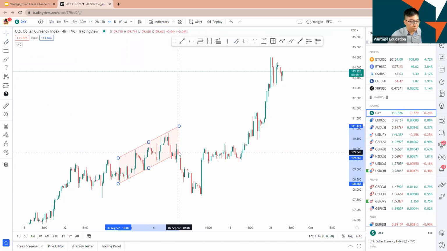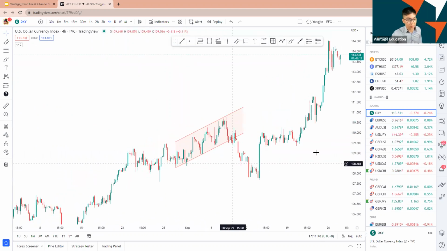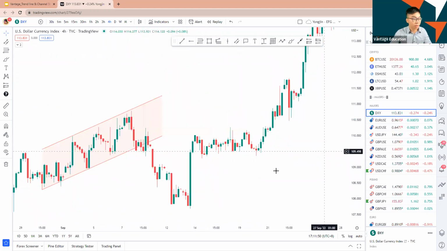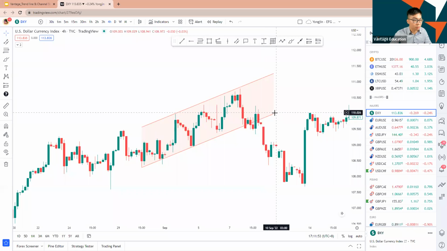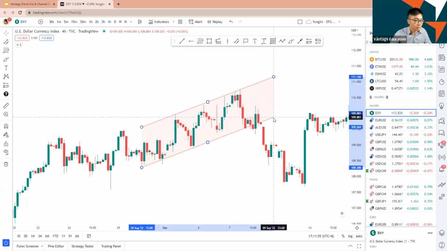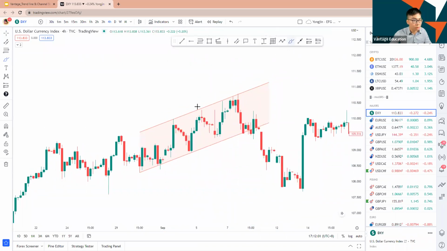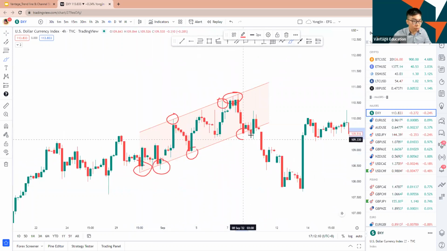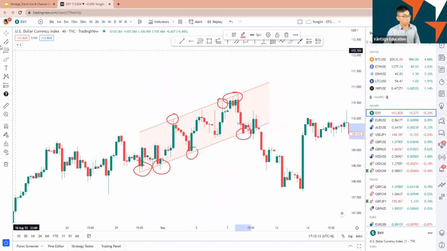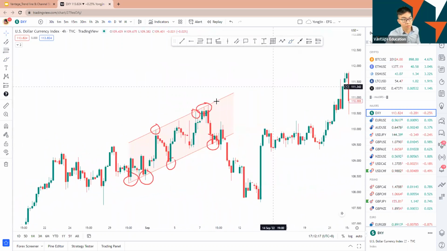Right now I'm looking back. So this is one way that you can actually apply it on DXY. Let me draw it with a best fit line. Adjust it properly. So what you get: 1 touch, 2 touch, 3 touch, top, bottom, 1, 2, 3, 4. You should have at least 2 touches, top and bottom of your channel.